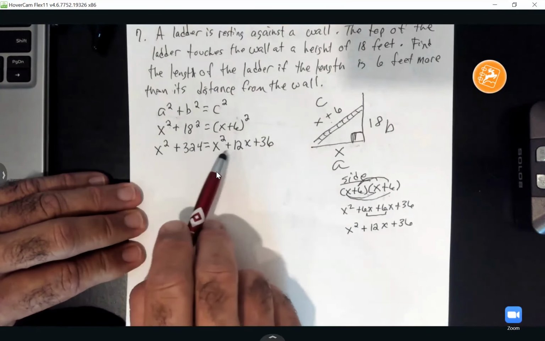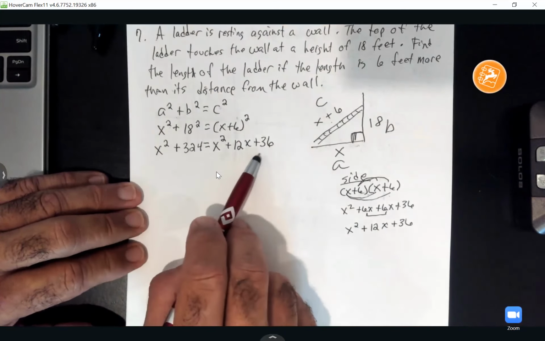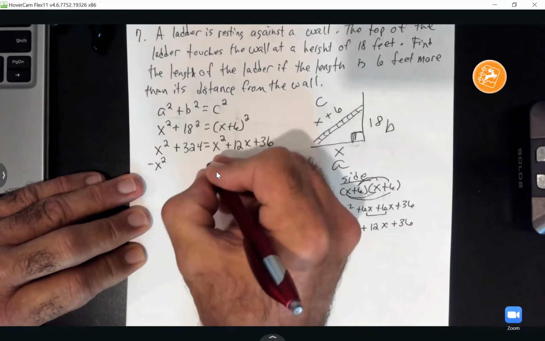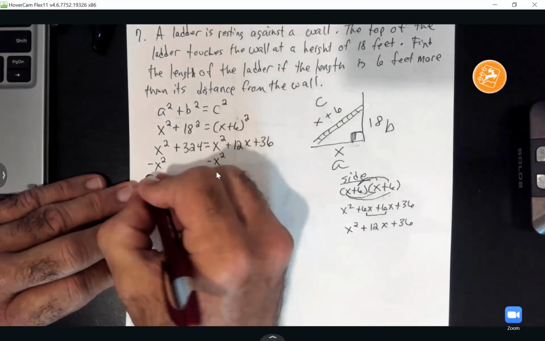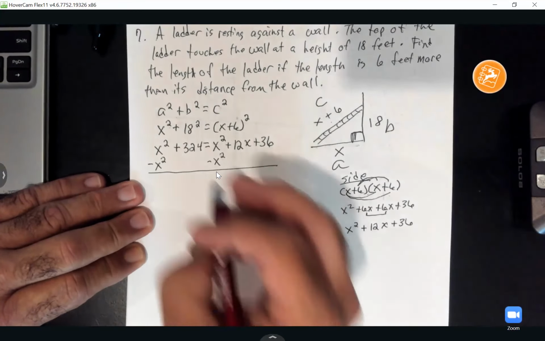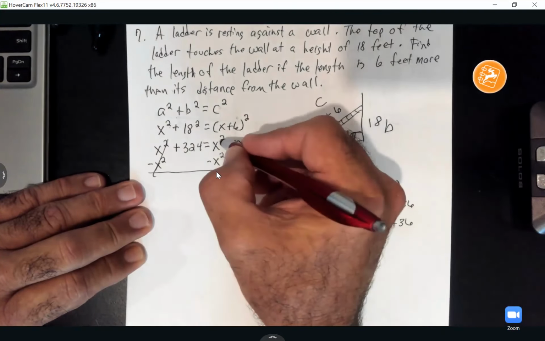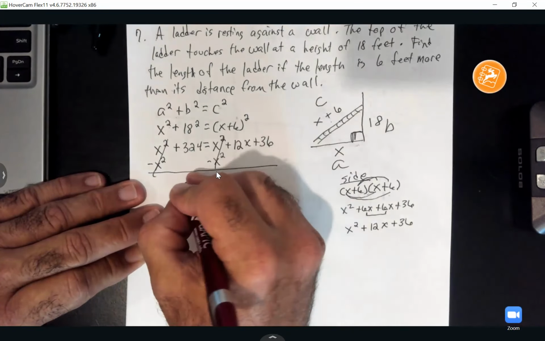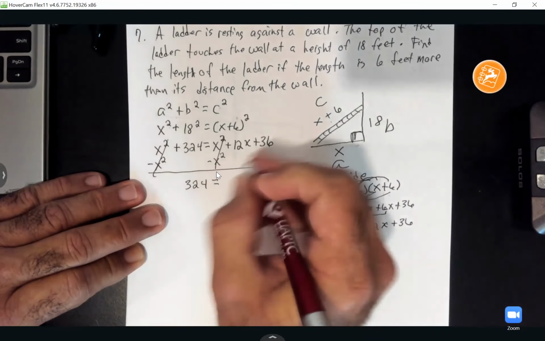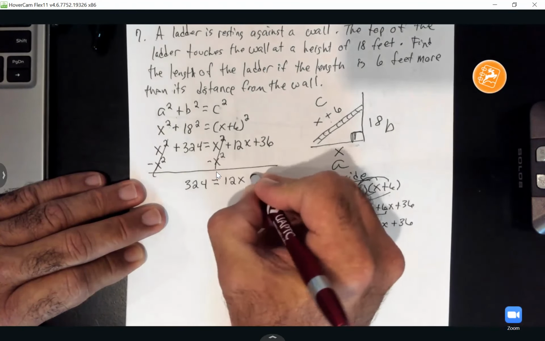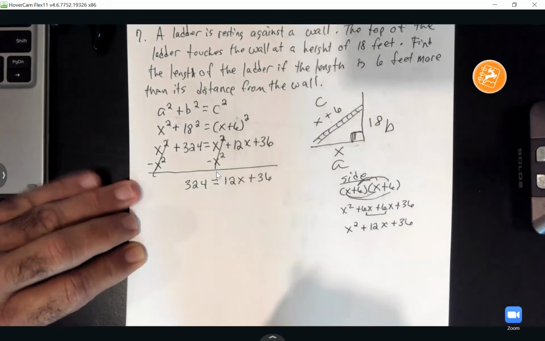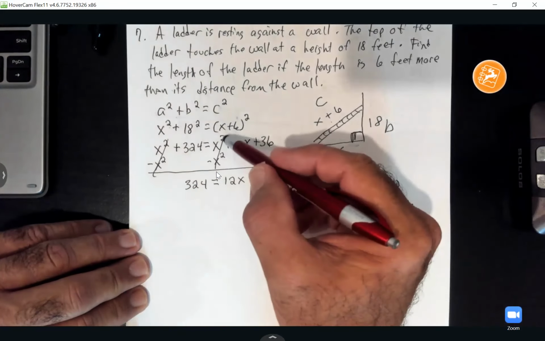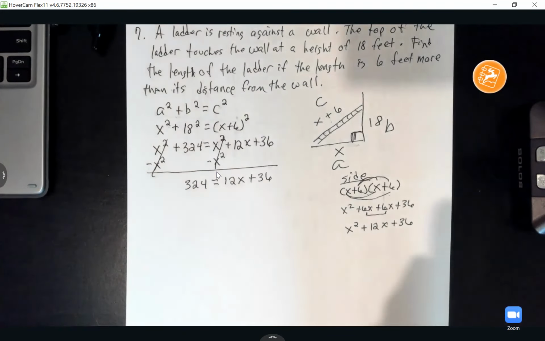So now we're looking at these x squareds and thinking, oh, we need all the x squareds on one side. But y'all watch this. When you got an x squared that's positive on both sides, and you try to move it, it's going to cancel there, and it's going to cancel there. All that's left is this 324, and that's going to equal 12x plus 36. So it's no longer quadratic because those x squared terms are gone.